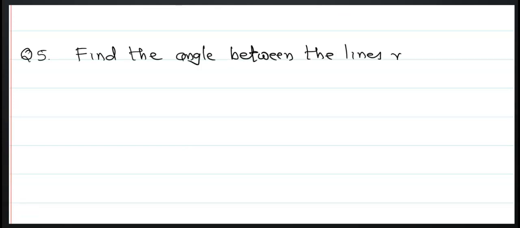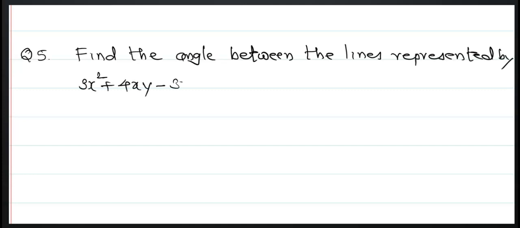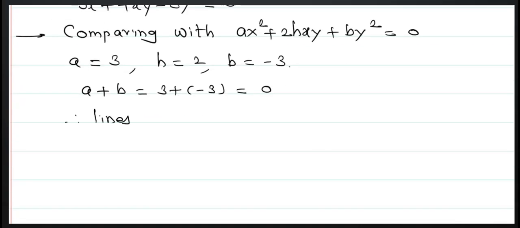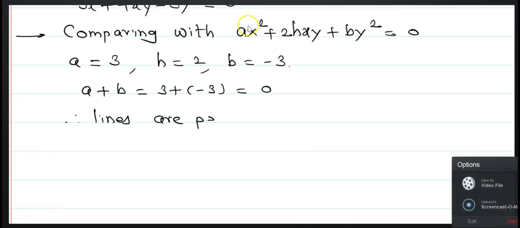Now see the function. Find the angle between the lines represented by 3x square plus 4xy minus 3y square is equal to 0. Comparing with ax square plus 2hxy plus by square is equal to 0, a is 3, h is 2, b is -3. But there is one more condition: when the lines are perpendicular, then a plus b is equal to 0. That is, the coefficient of x square plus the coefficient of y square is equal to 0, then the lines are perpendicular.